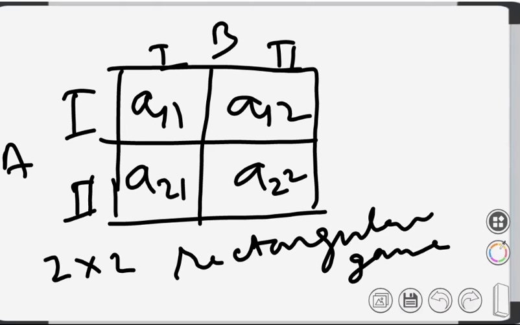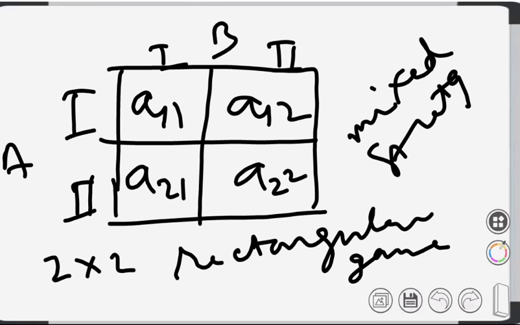Two cross two rectangular game with mixed strategies. Okay. Now we'll write down the statement of the theorem, because this is the result that we'll actually be using. Please write: for any 2 cross 2 two-person zero sum game.